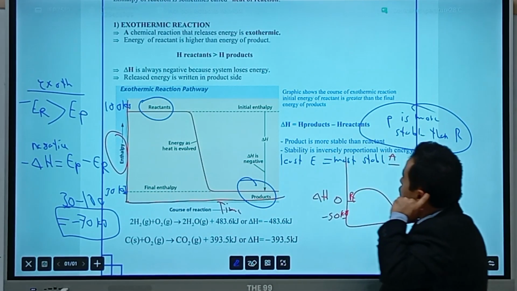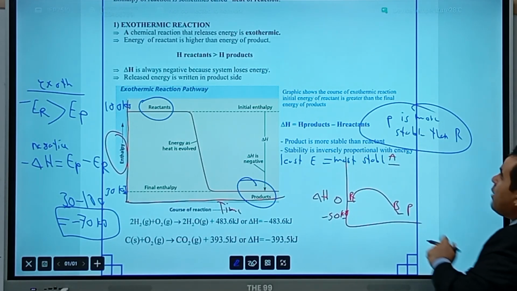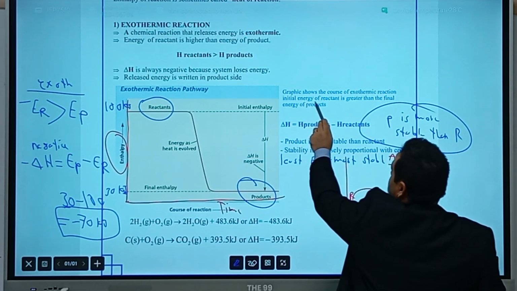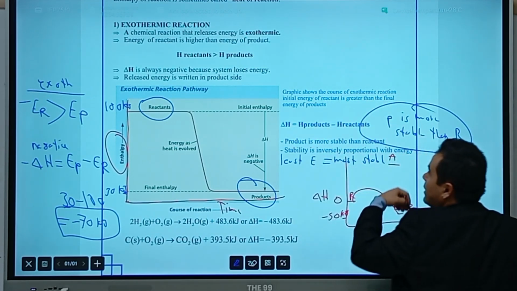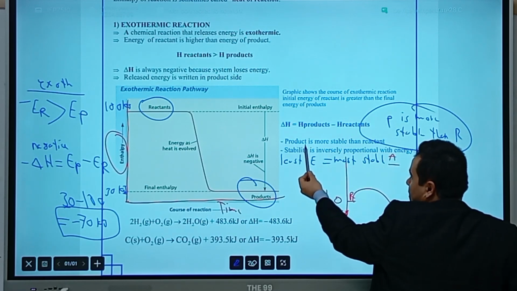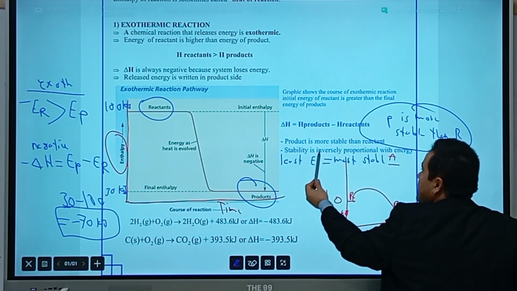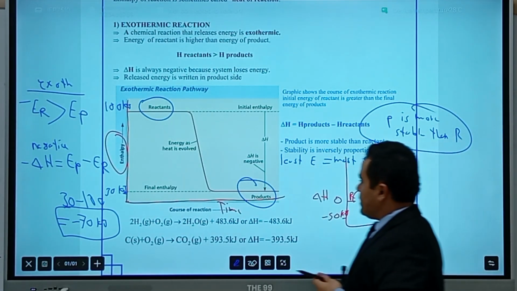These are the important pointers you have to know. The graphic shows the course of an exothermic reaction. The initial energy of the reactant is greater than the final energy of the product. The product is more stable than the reactant. Stability is inversely proportional to energy. You have to know this, guys.